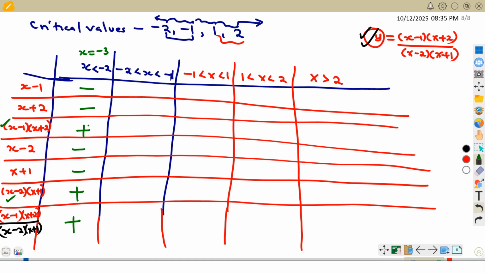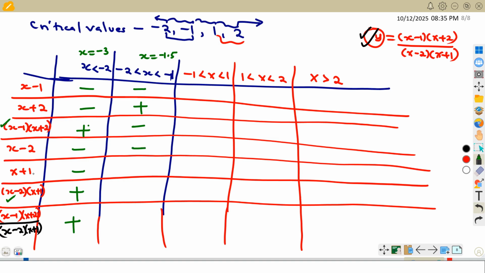Next, you need a value between negative 2 and negative 1. That value can be your x as negative 1.5. If you put negative 1.5 here, it will still give us a minus. Put it here, it will give us a positive. So minus times a positive to get this will give us a minus. Then next, put negative 1.5 here, it will give us a minus.